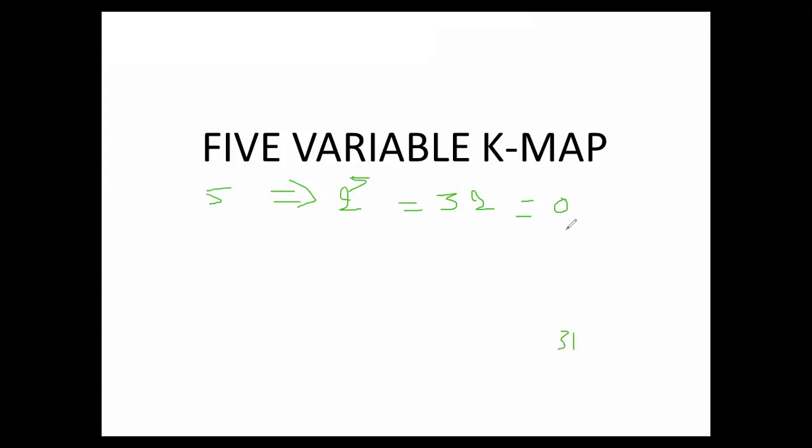If represented in binary form, we are using 5 bits, 5 variables. So 0, 0, 0, 0, 0 is the least combination. 1, 1, 1, 1, 1 is the binary value for 31. So how to get these combinations? I will explain a simple way to remember them now.